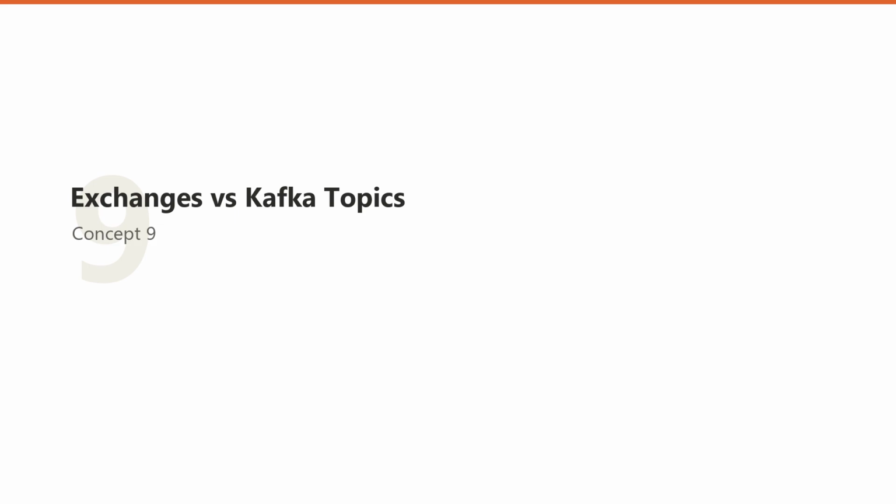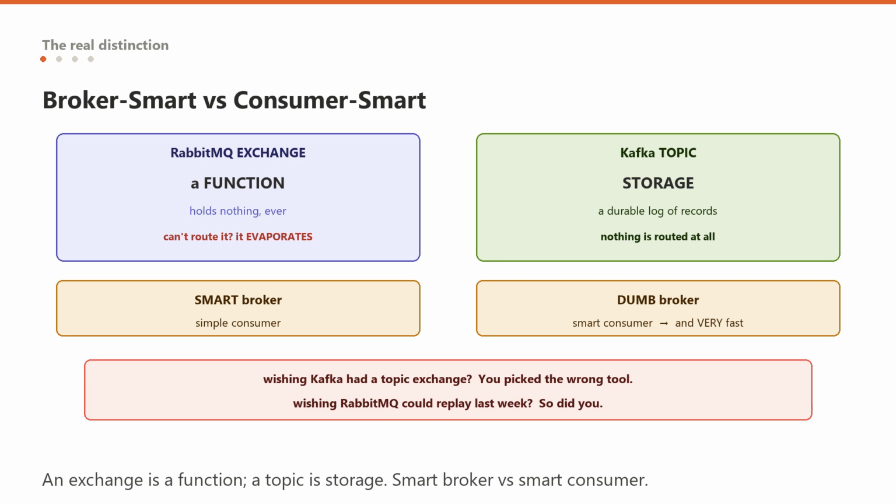Concept 9. The comparison, because they look similar and are not. People say a RabbitMQ exchange is like a Kafka topic. It is not, and here is the precise difference. A Kafka topic is storage, an actual durable log that holds records. A RabbitMQ exchange is a function. It holds nothing, ever, and if it cannot route a message, that message evaporates. The storage in RabbitMQ is the queue, and queues live downstream of the exchange.